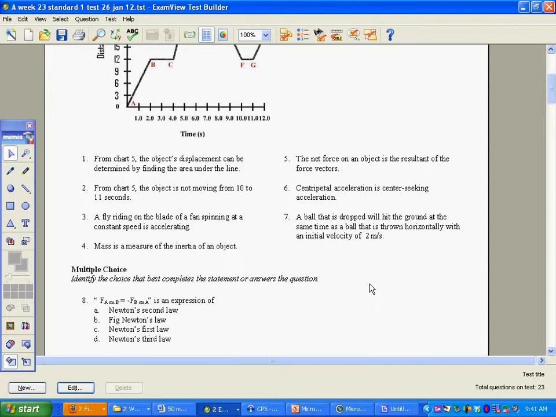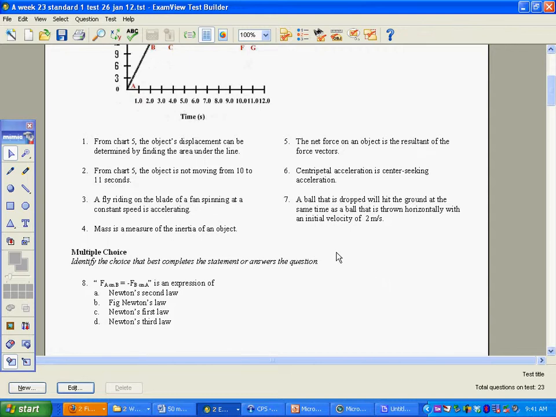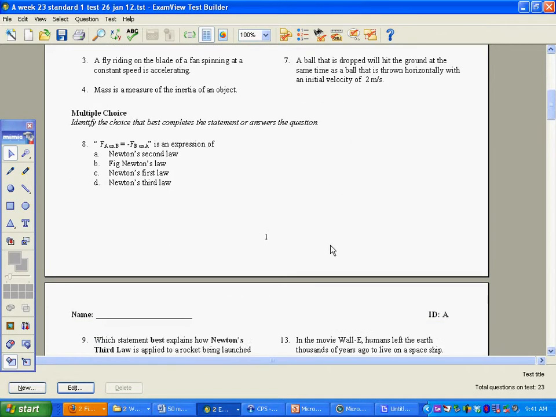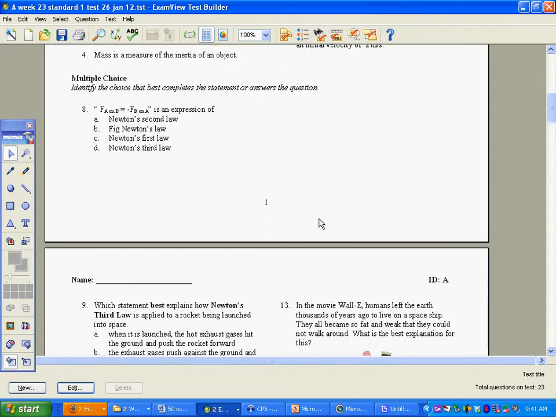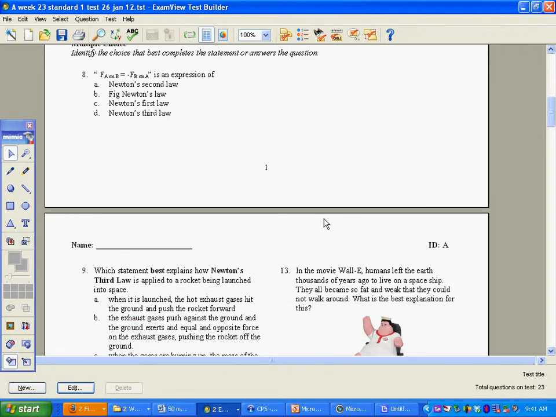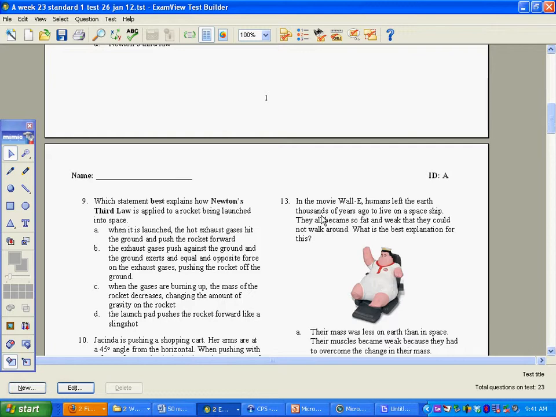Okay? All right. This one right here, I think we've actually had this one before, number 8. But remember I said, anytime you see the words equal and opposite, or you see mathematically equal and opposite, or you see arrows that are pointing equal and opposite, what law is that? Newton's third law.